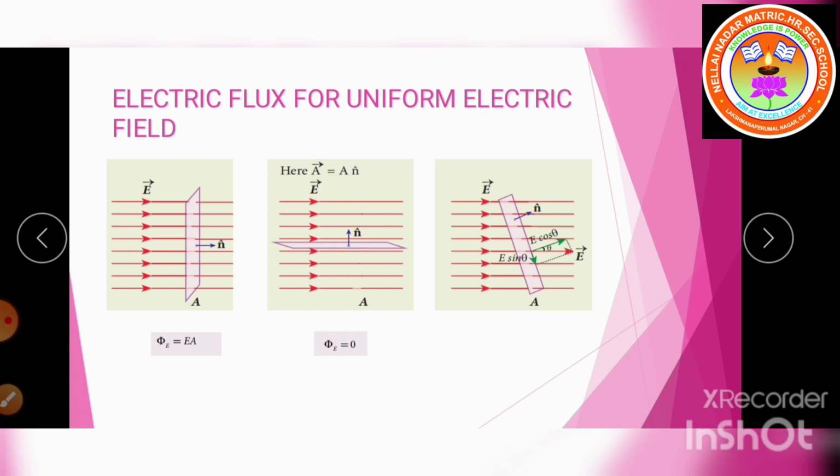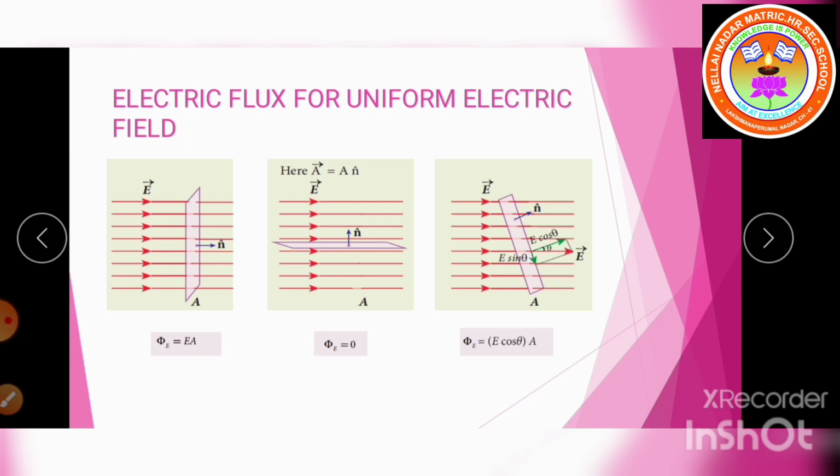The electric field component parallel to the surface area will not contribute to the electric flux. So we are going to consider the component of the electric field perpendicular to the area. The perpendicular component is E cos theta, and only that contributes. So we are getting the formula phi is equal to E cos theta into A.